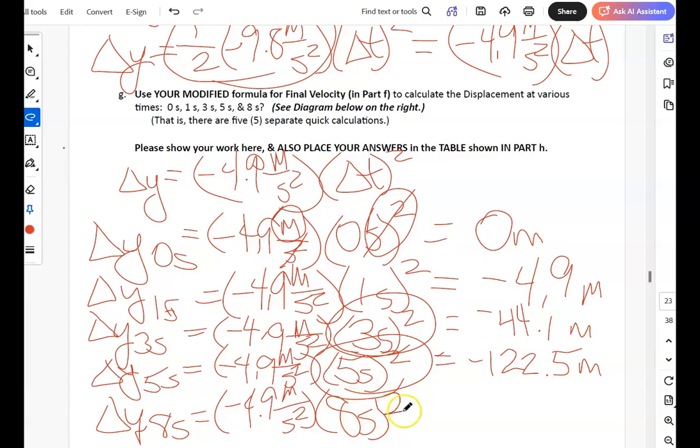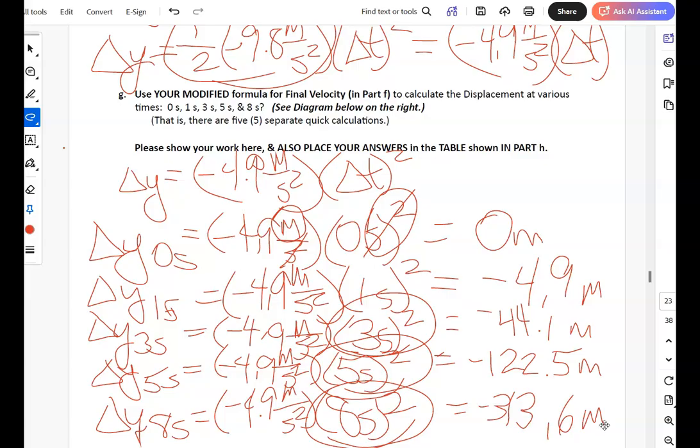And finally, our displacement after 8 seconds is equal to negative 4.9 meters per second squared times 8 seconds quantity squared. So this part of the formula is going to be equal to 64 seconds squared. When you multiply that by negative 4.9 meters per second squared, you end up with a whopping negative 313.6 meters. This is a huge height. This is over 1,000 feet.